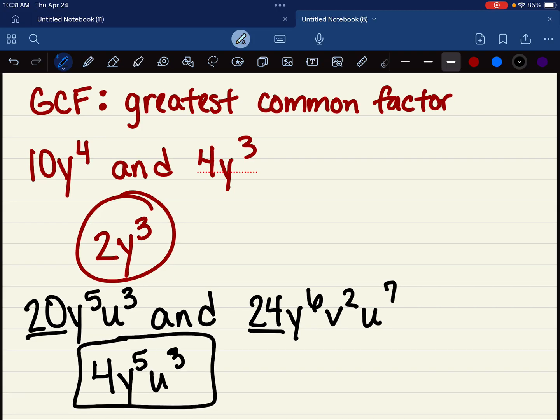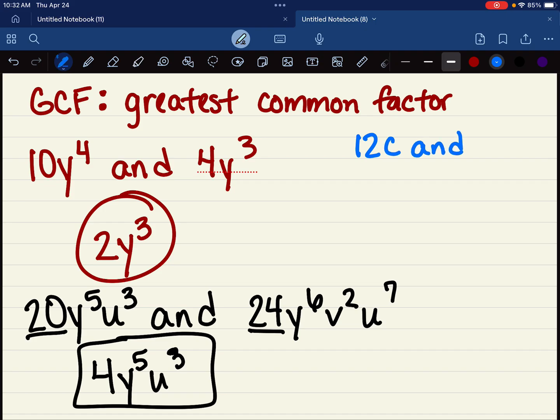Can I not take v squared? No. Why not? Because the first term does not have anything with v. So I couldn't have a factor of v. No, we don't do anything with that. Because both terms have to have it in order to divide, right? Okay? Last one I'm going to show you, and then we'll really talk about what to do with factoring.